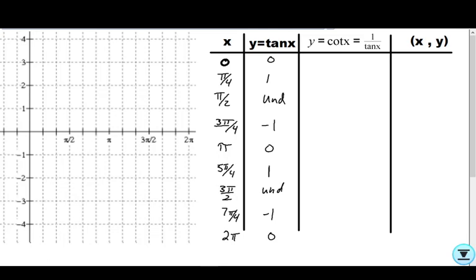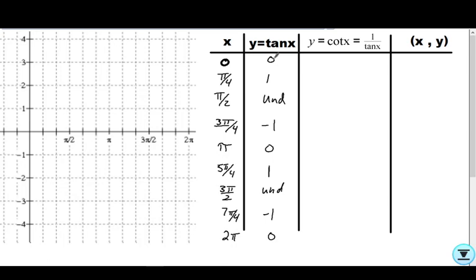Okay, so we're going to graph the parent function of cotangent. Cotangent is the reciprocal of tangent. So I've started my t-chart with my x and y values based on tangent. When I plug in 0 into x, tangent gives me back 0. But then I've got to switch it to cotangent, since cotangent is the reciprocal of tangent.